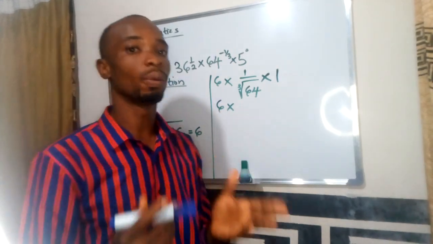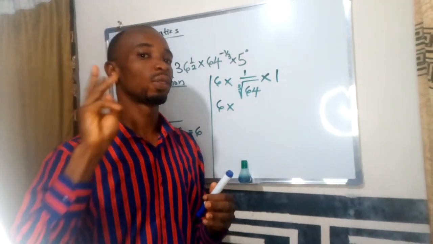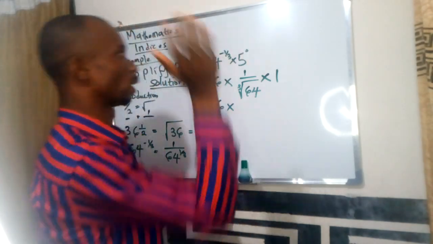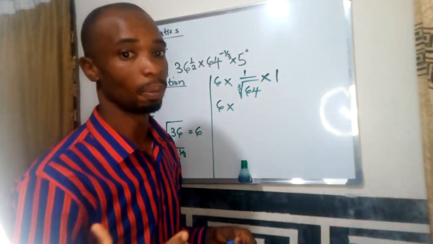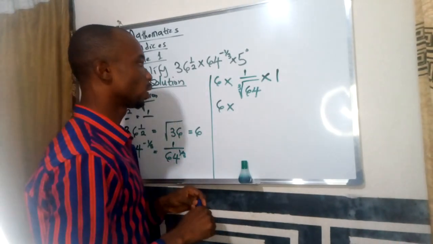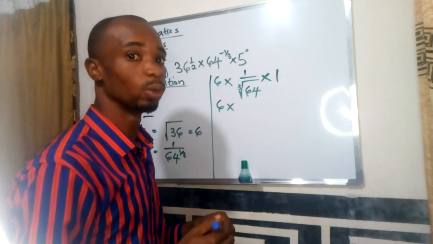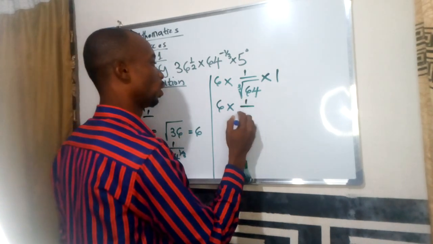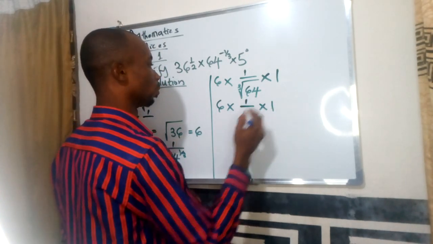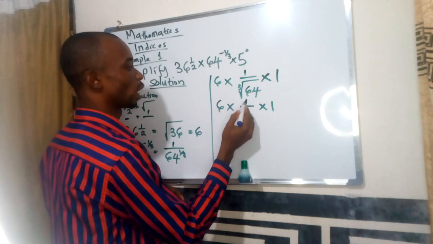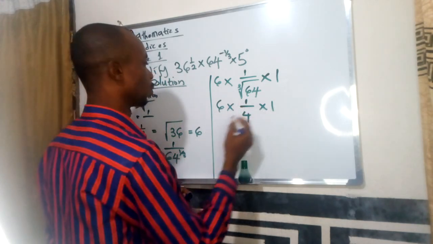So what is the cube root of 64? It means a number that multiplies itself 3 times to give you 64. Guess what? What is the number? The number is 4, right? Because 4 times 4 times 4 will give you 64. So we have 1 over 4 times 1. So 6 times 1 is what? 6, and times 1 is also 6.